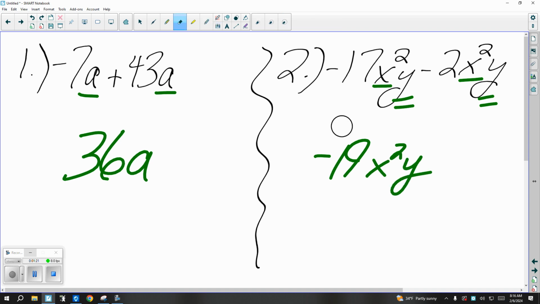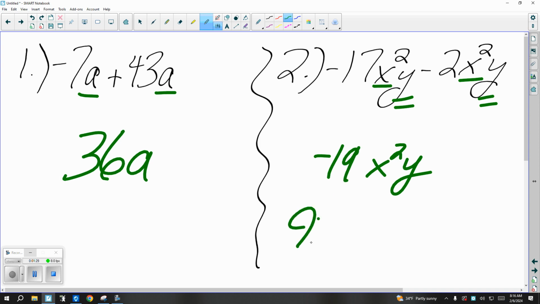That doesn't look like 19. -19 there. Sometimes I draw my 9s like that. Sometimes I draw my 9s like that. Like that or like that. I don't know. Interesting. And that problem is done.